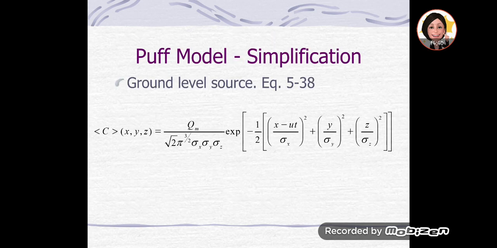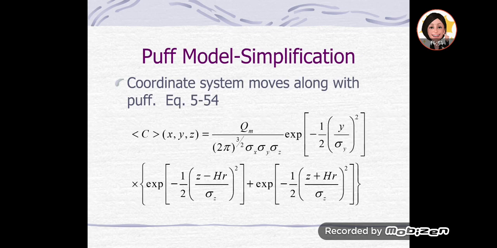If we use a ground source level, then we do have the x value. So if it is a ground source, this is the equation we use, and from that ground source, the coordinate system moves along with the puff. So when the ground source moves along with the puff, then it becomes the y and z equation.